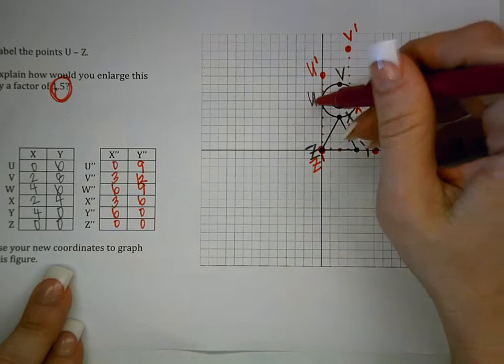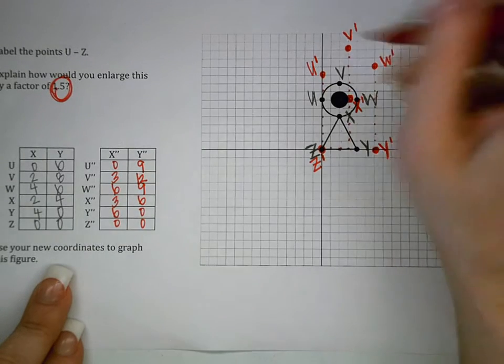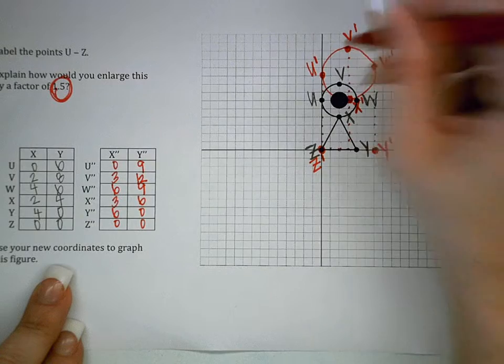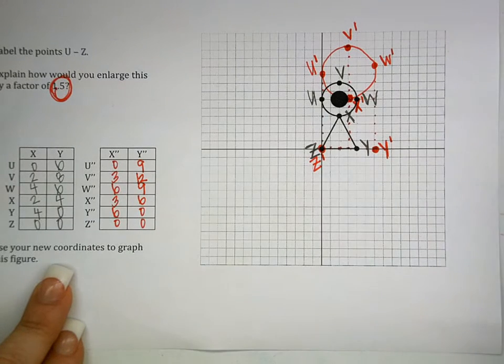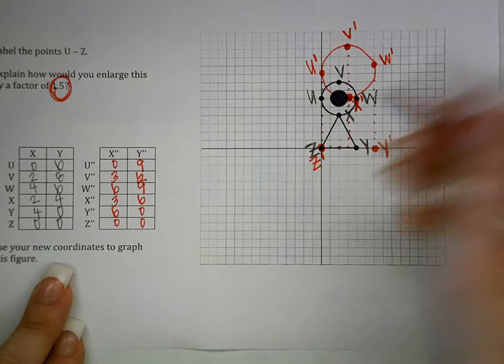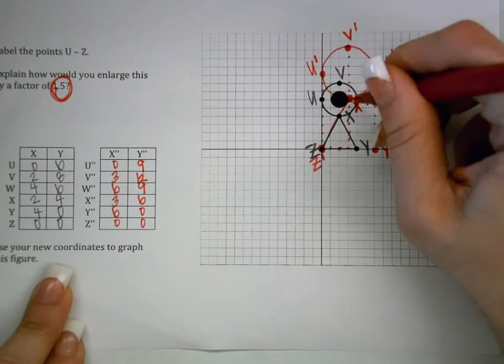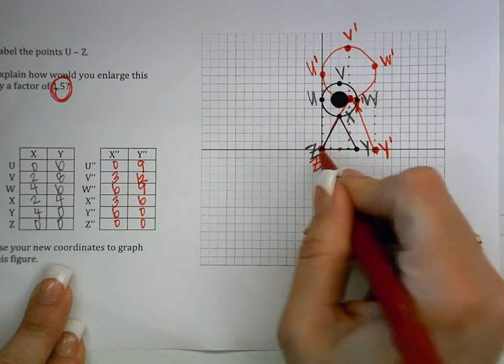U, V, W, and X are making a circle. So we're going to connect these to make a circle. Do the best you can. If you can't make a perfect circle, it's not that big of a deal. Then X, Y, and Z are making a triangle. So that one goes to that one, goes to that one.